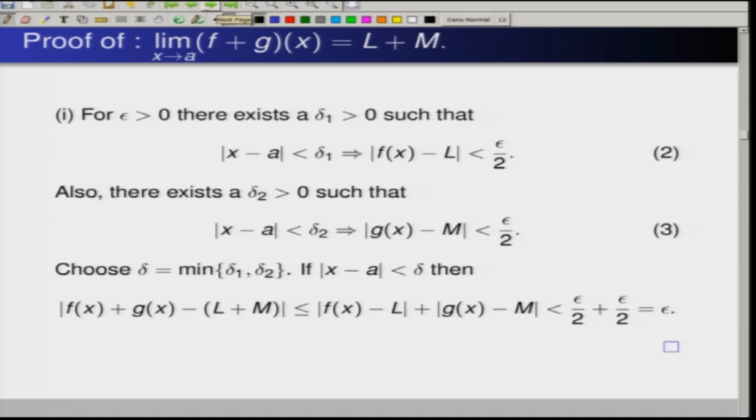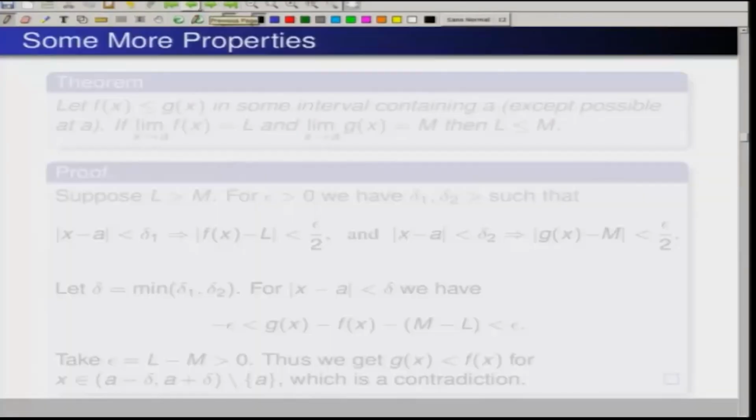So, similarly, you try with cf and fg, f by g, and modulus of f. Okay. Some more properties of the limit.